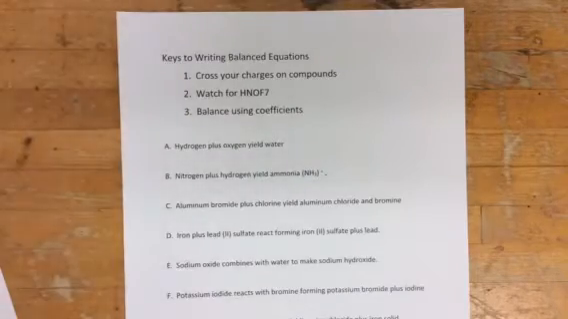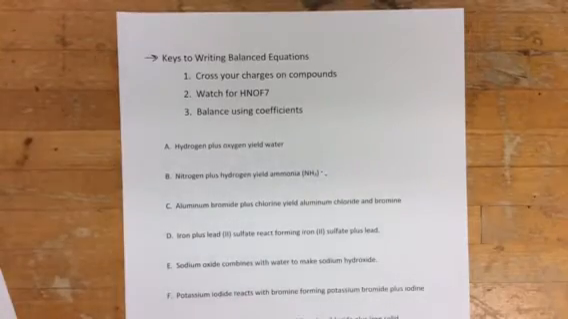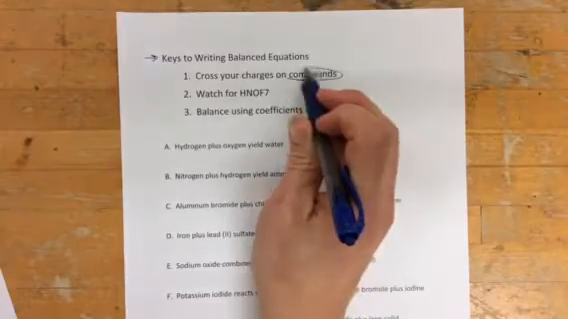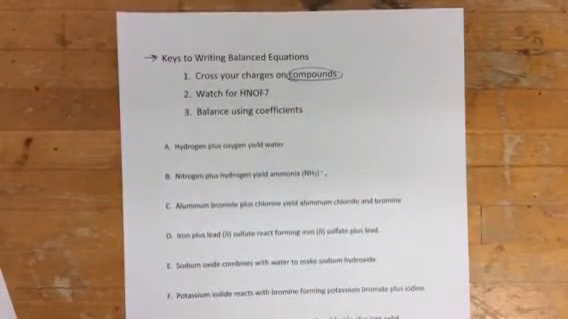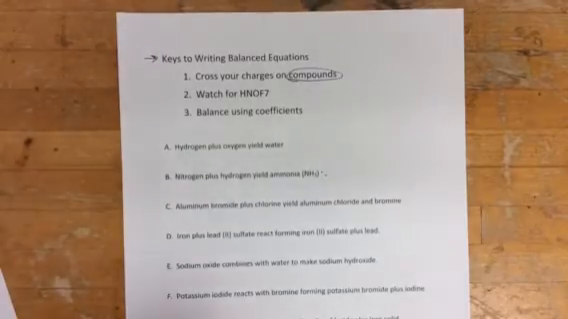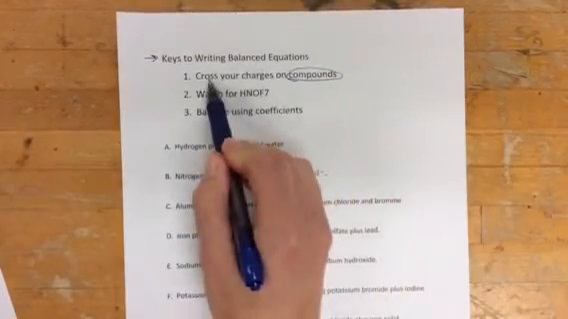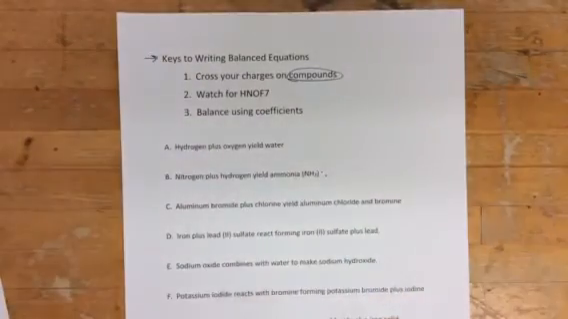Okay, a couple big keys when you are writing balanced equations. The first thing is make sure you cross your charges on compounds. Compounds aren't elements. If it's an element, it's on the regular old periodic table and we don't have to do any charges. But if it's a compound, you gotta cross your charges. You gotta look them up here and cross them down. And we'll do examples of that.